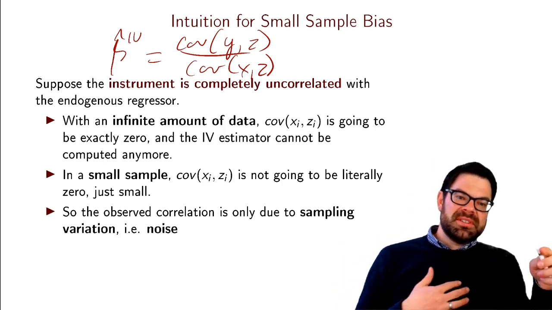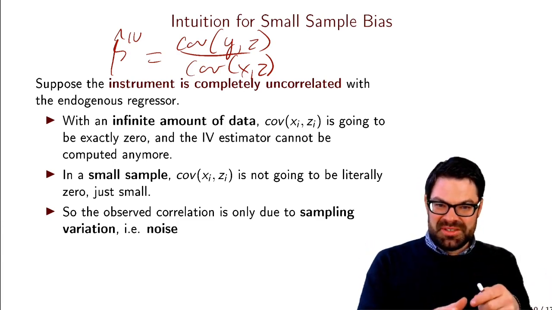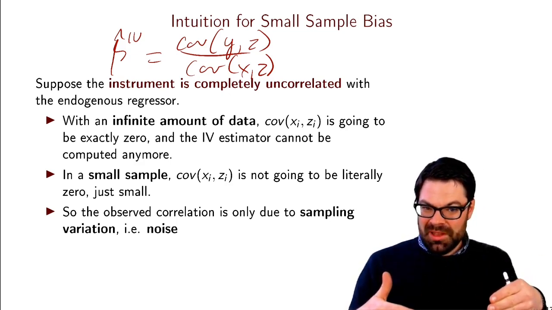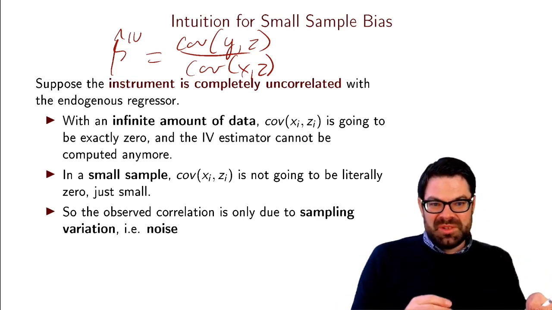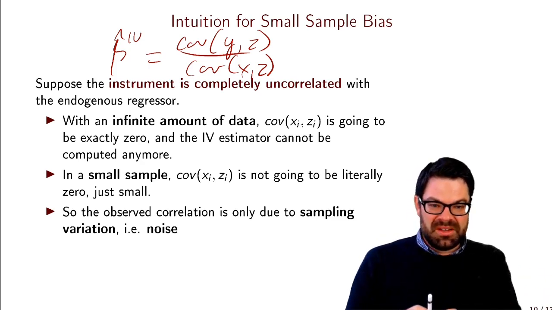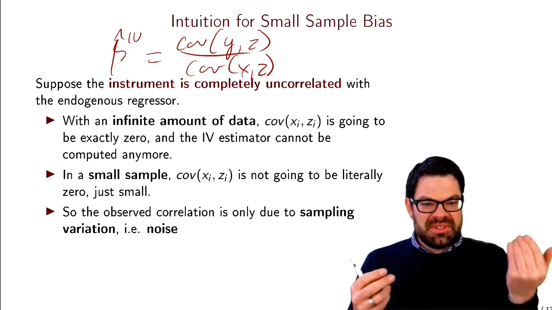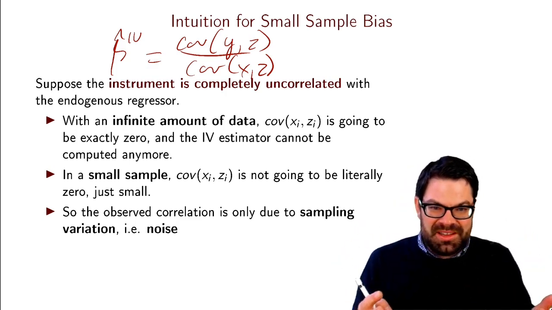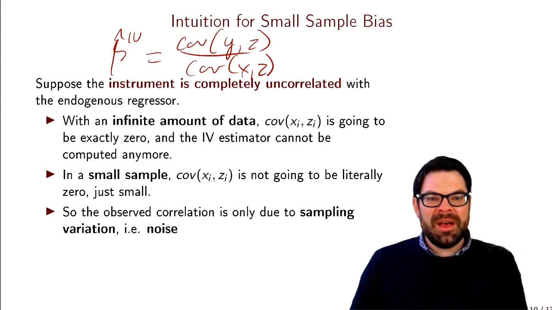But if you instead have a small sample, then in your sample, it may well be that this covariance between X and Z, the first stage, may actually be different from 0. And not because it's 0 in the real world, but simply because, through a coincidence, you got a sample where it's not 0. And so the first stage is then completely driven by noise, completely driven by sampling variation, and has no meaning whatsoever. It does not contain any information about the regressor whatsoever.